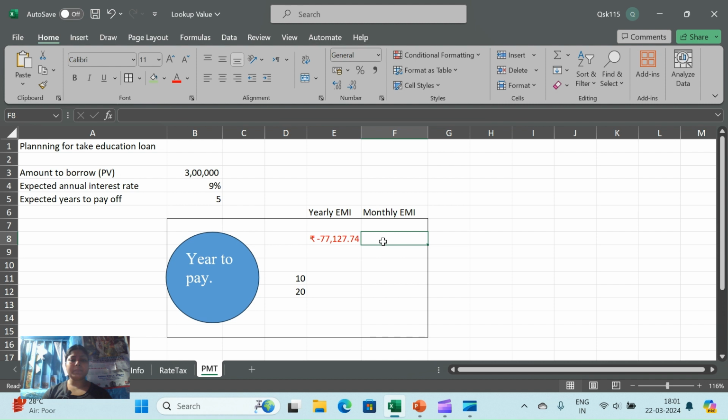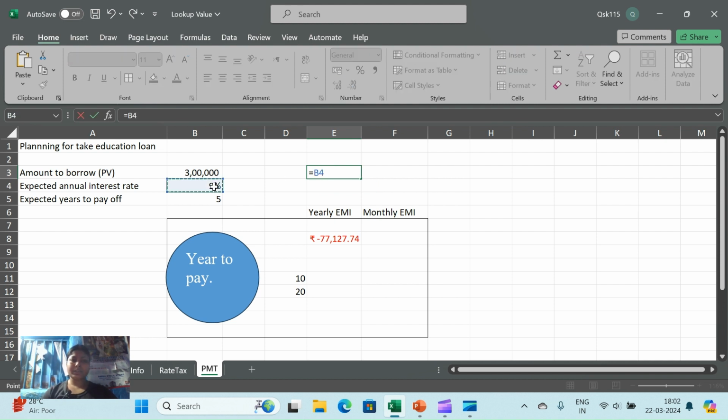Similarly, we can find our monthly installment also, but for the monthly installment, we need to split our rate of interest and number of years. Okay, how? Suppose our percentage is 9% for a year, and we need to divide it into a month. So what we need to do is, first equal to, select your interest rate here, divided by the number of months in a year, 12 months.